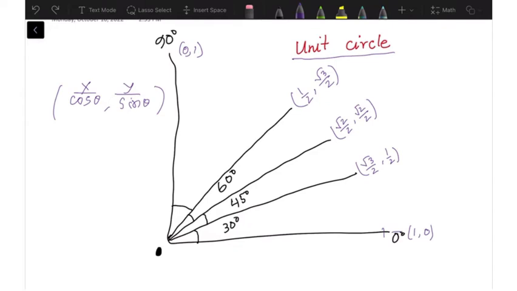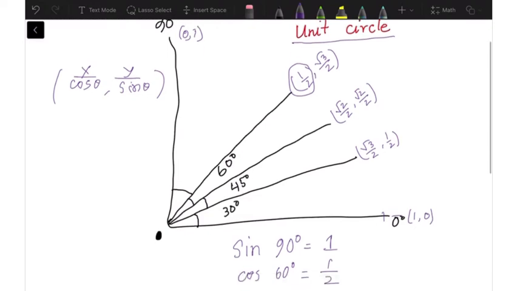For example, we want to do sine 90 degrees. So we go to 90 degrees and we see that in the sine value you have 1, so we put 1. All right, we want to find cosine 60 degrees, right? So we go here and we find that this is half.